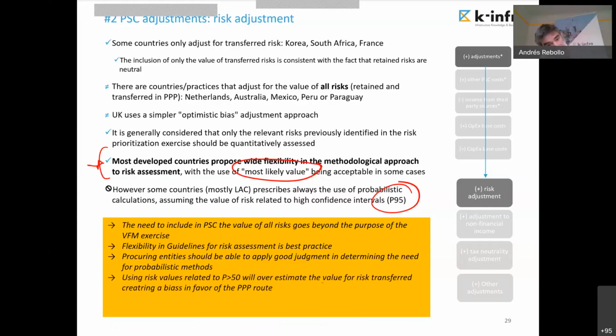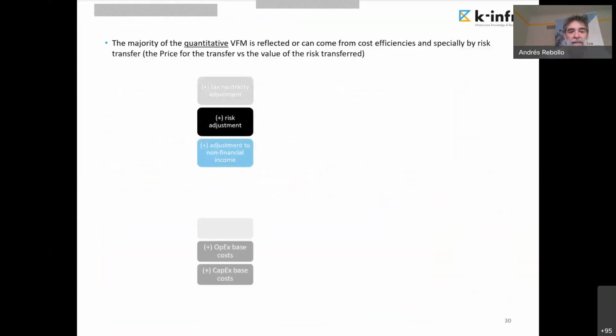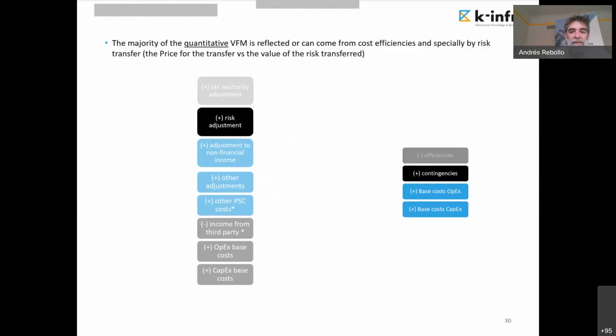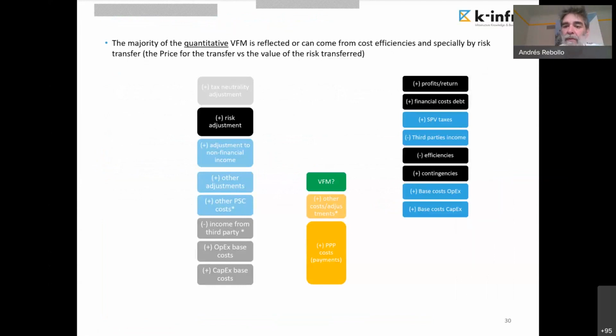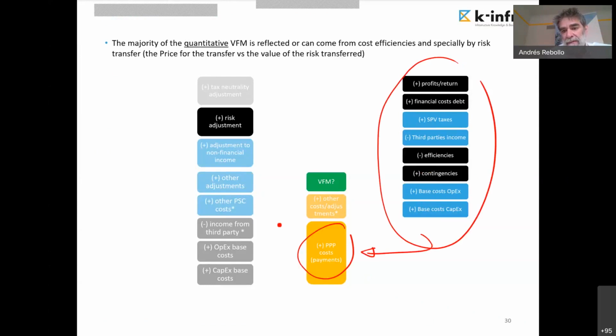In any case, using risk values related to a percentile above percentile 50, we will be overestimating the value of the risk transfer, creating a bias in favor of the PPP. We are biasing the assessment. All right, let me explain one thing here. Where is most of the value for money? Remember that this is inside this projection. This is the projection of the PPP cost, the payments to the private party.